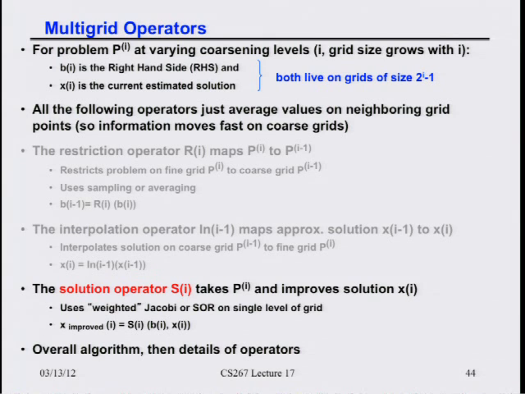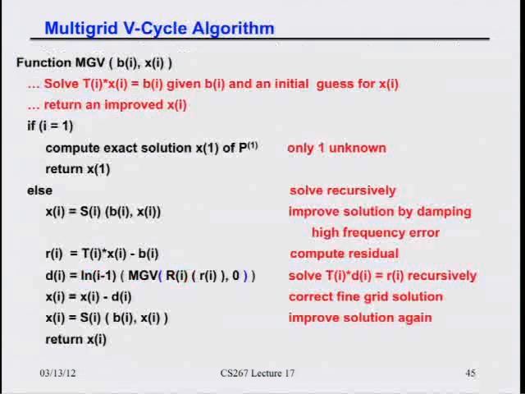So now we have enough notation to write down the whole algorithm, and even know how fast it runs, even though I haven't told you what these operators actually do. I mean, I've told you they average with their neighbors. I haven't told you how they average. We don't need that yet. So here's the whole algorithm on one slide. And it's recursive. It's called multigrid v-cycle, for a reason I'll explain, MGV.